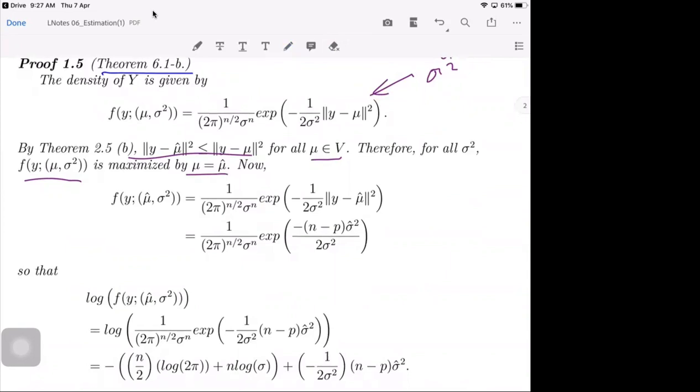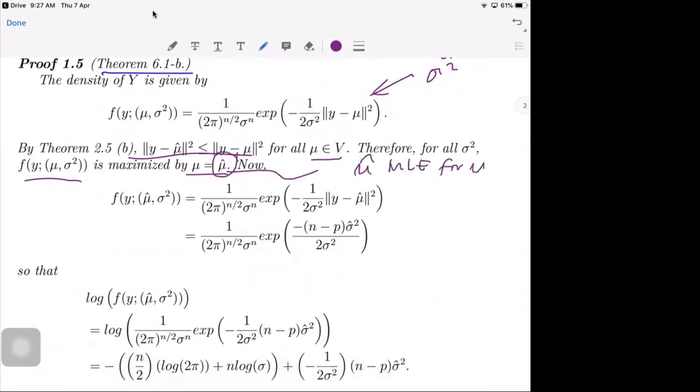And also, mu hat here will be the candidate for the MLE for mu. And to get an estimate for mu square, sigma square, you get the density and then differentiate it with the parameter sigma.